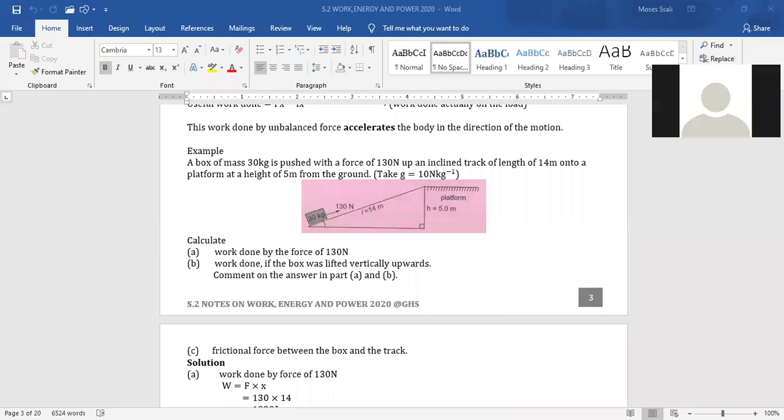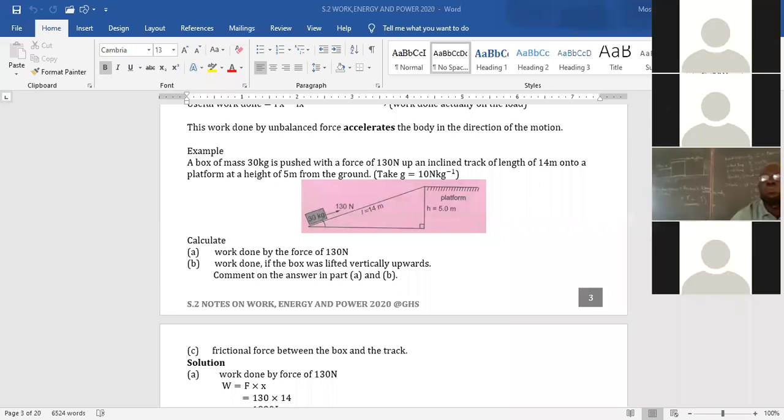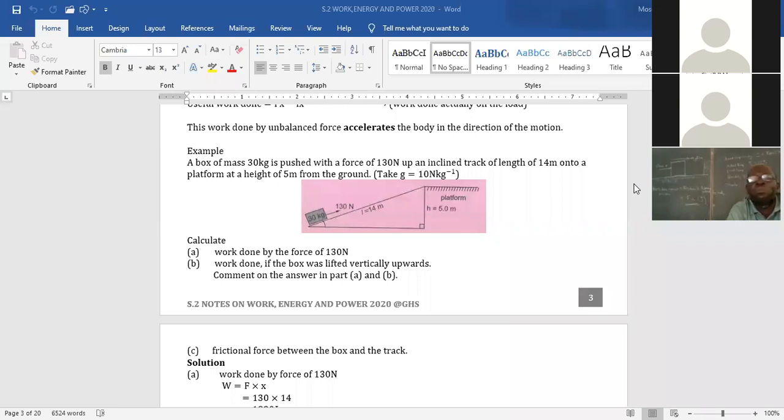The box of mass 30 kg is pushed with a force of 130 N up an inclined track of length 14 m onto a platform at a height of 5 m from the ground. Take g equals 10. Calculate A, the work done by the force of 130 N. B, the work done if the box was lifted vertically upwards. And C, the box and the track.